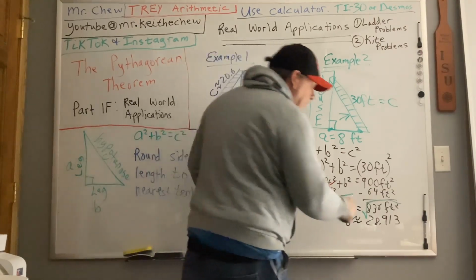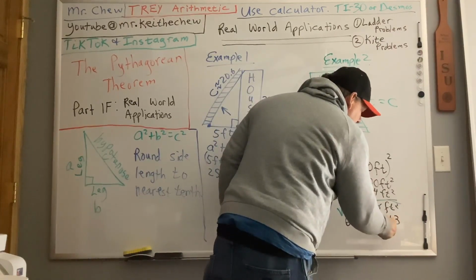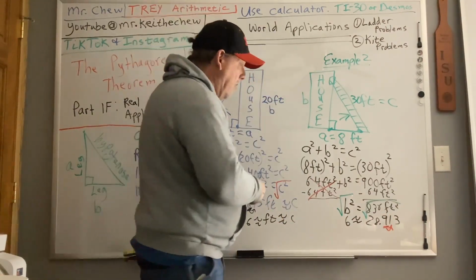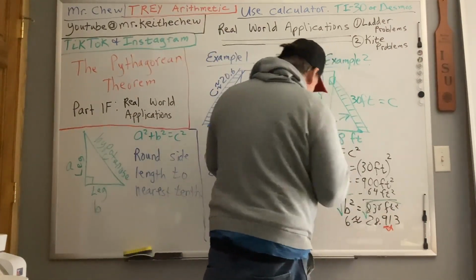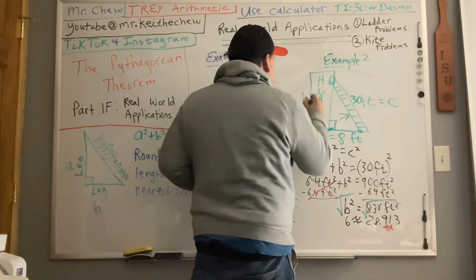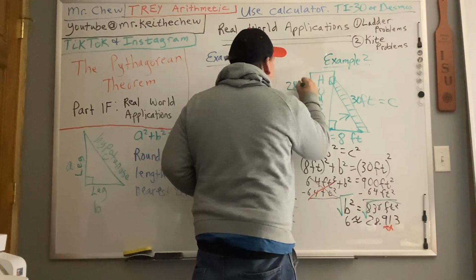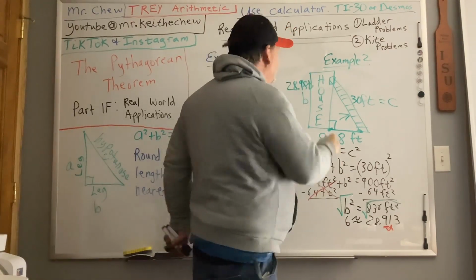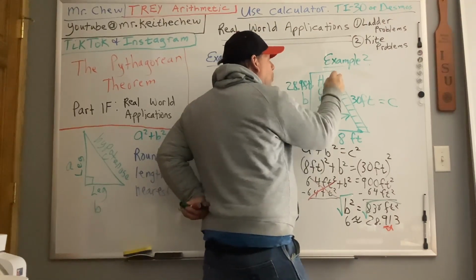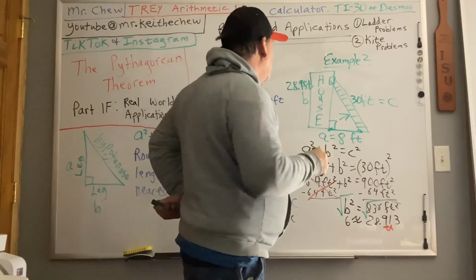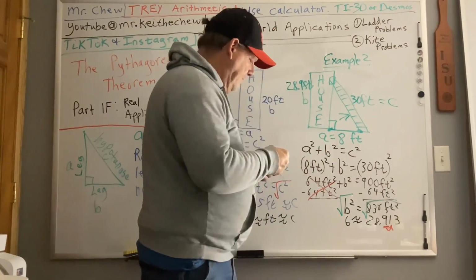Now I'm going to round to the nearest tenth. I look to the right. Is the 1 5 or greater? Nope. So it ends up being 28.9. So this is 28.9 feet here. That's how tall it is up to that window. Up to the window. All right.